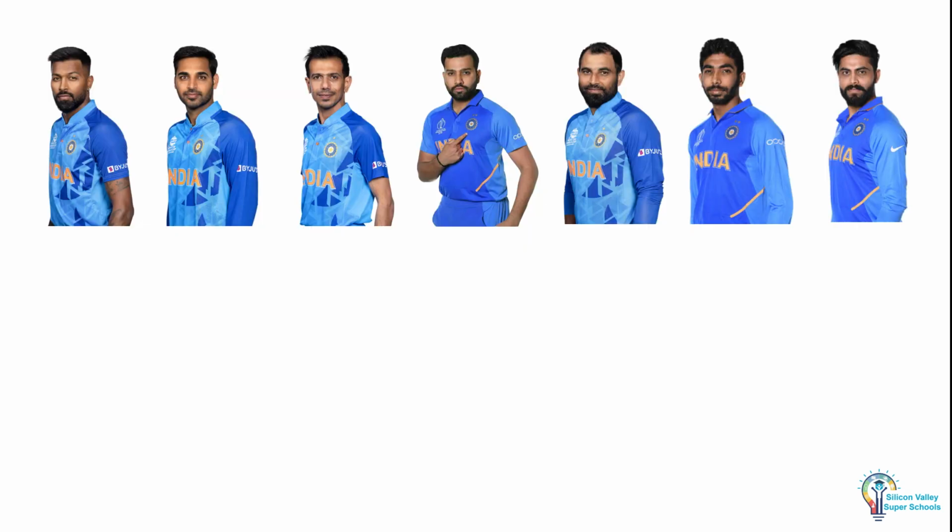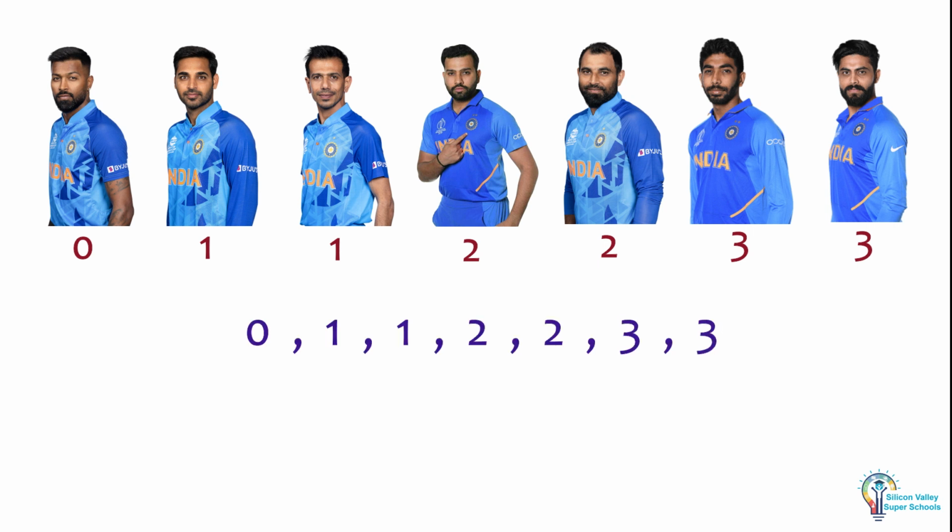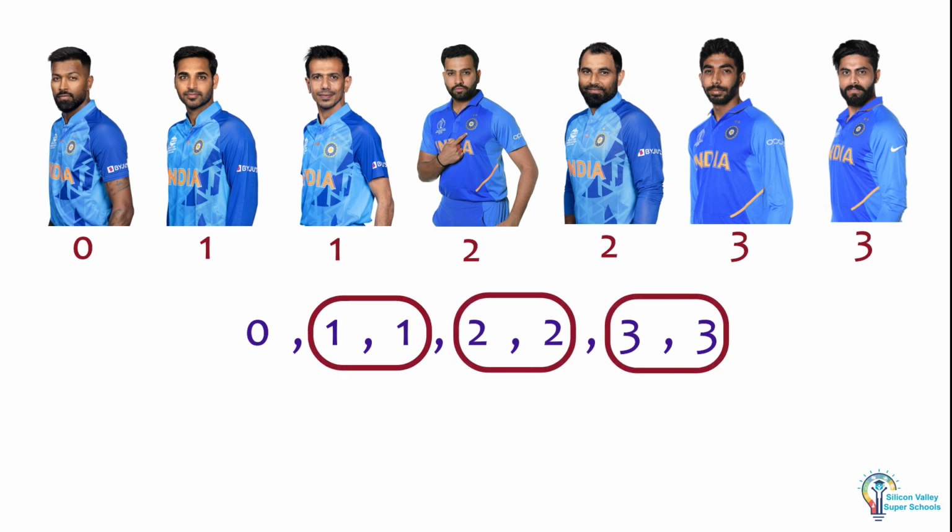For example, suppose we have the scores of 7 fielders in a cricket match: 0, 1, 1, 2, 2, 3 and 3 catches. To find the mode score, we look for the most frequent value in the set: 0, 1, 1, 2, 2, 3, 3. We can see that 1, 2 and 3 are all repeated twice in the set, so they are all modes. This means that there are 3 modes in this set of numbers.